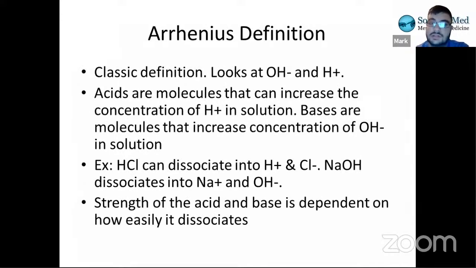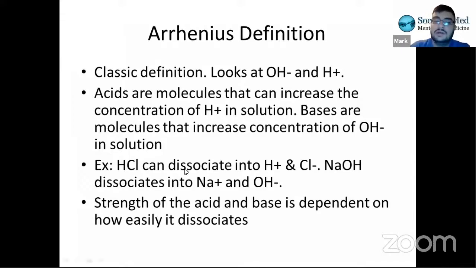Firstly is Arrhenius. This is the classic definition and focuses on OH minus and H plus. Acids are molecules that can increase the concentration of H plus in solution. Bases are molecules that can increase the concentration of OH minus in solution. Classic examples: HCl dissolves into H plus and Cl minus. NaOH dissolves into Na plus and OH minus.